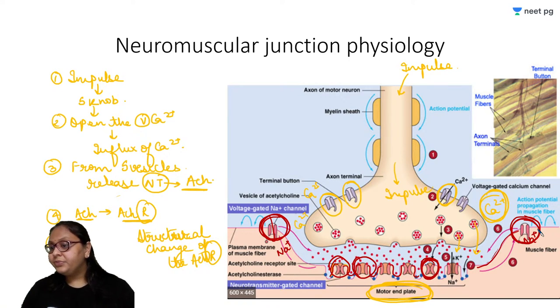Is it clear? Is it clear, Dr. Abhishek, Dr. Bhatt? Others, is it clear? What is actually happening at the neuromuscular junction? How is the muscle contracting?